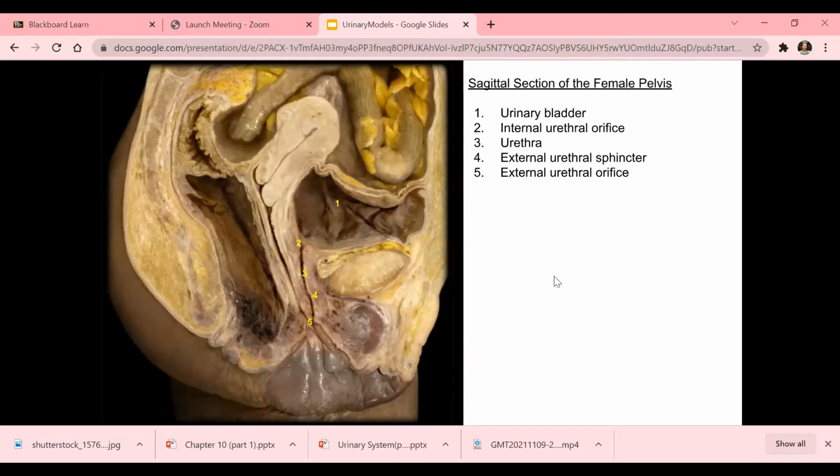And the last picture is the female pelvis. Again, in this part, you can see the urinary system, the genital system, and the digestive system. You have the urinary bladder. You can see the urethra. The urethra in female is short. We have internal and external urethral orifice. We can see internal and external urethral sphincter. If I want to mark the internal urethral sphincter, it's located here, and the external is located here.